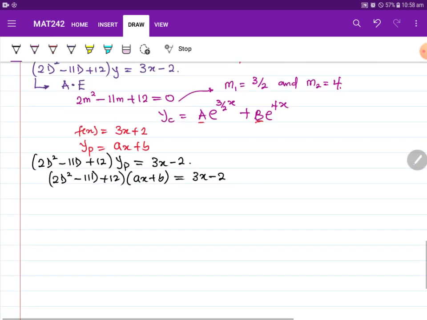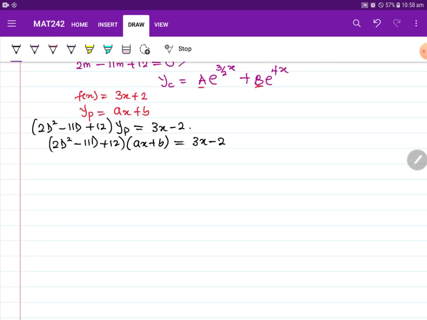Now at this point, what is the meaning of this? It is the same thing as 2D squared into bracket ax plus b, minus 11D into bracket ax plus b, plus 12 into bracket ax plus b, is equal to 3x minus 2.